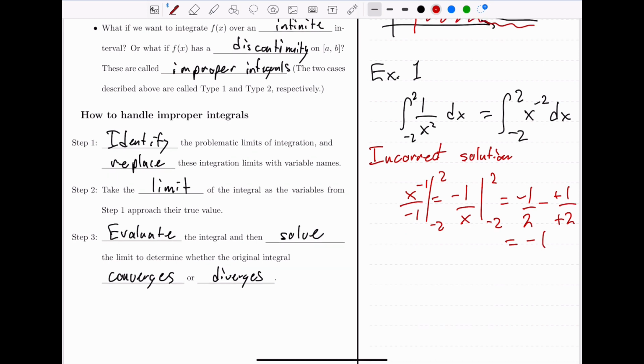Now, at this point, things seem okay. We got an answer, we got -1, and we don't really see any problems here. So did we do this correctly? Is the answer -1? Well, no, it is not. -1 is an incorrect answer. Let's visualize this in Desmos.